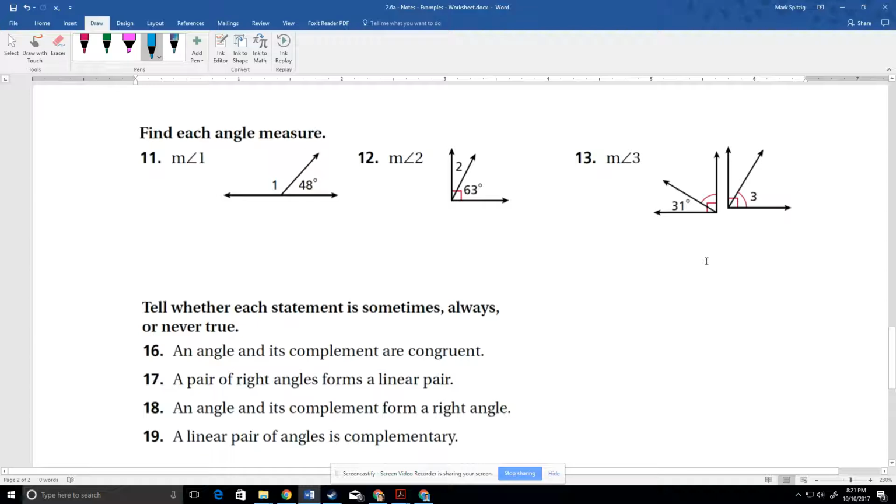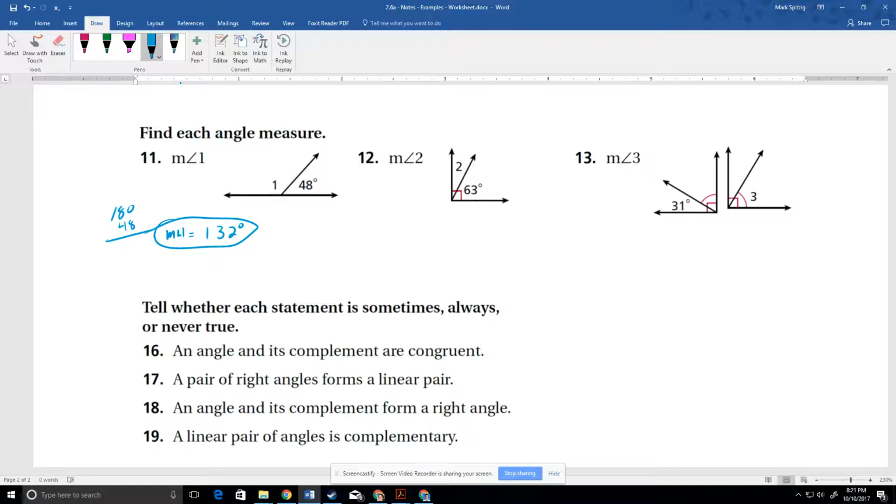In this case, find the measure of each angle. So in this case, we hopefully see that these are a linear pair. Angle 1 and this 48-degree angle are a linear pair, so they're going to add to 180. So if we just basically subtract from 180, we should be good there. So we get 132. So the measure of angle 1 equals 132.